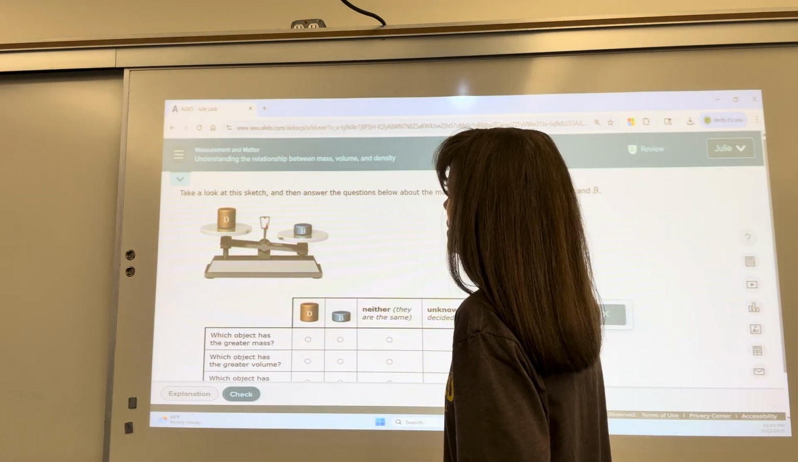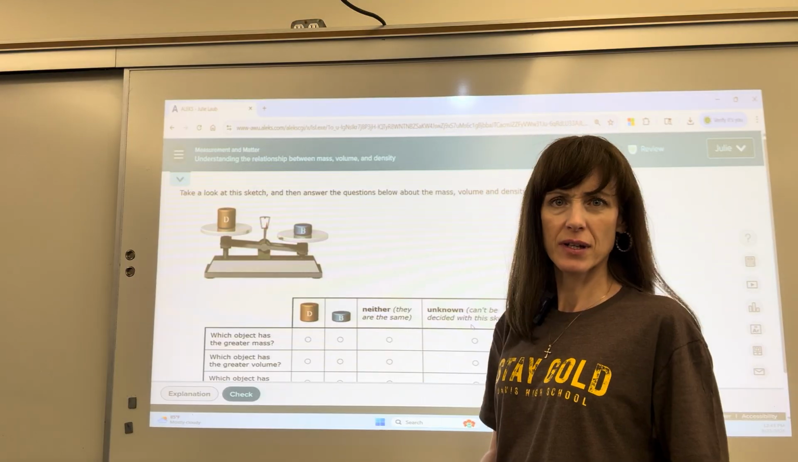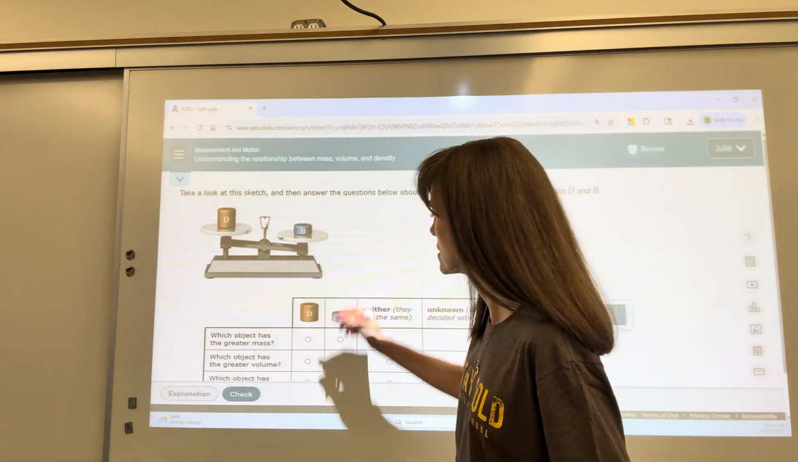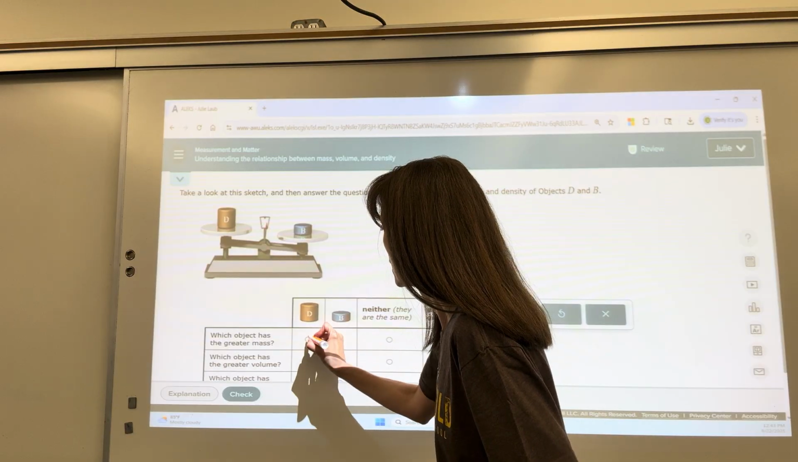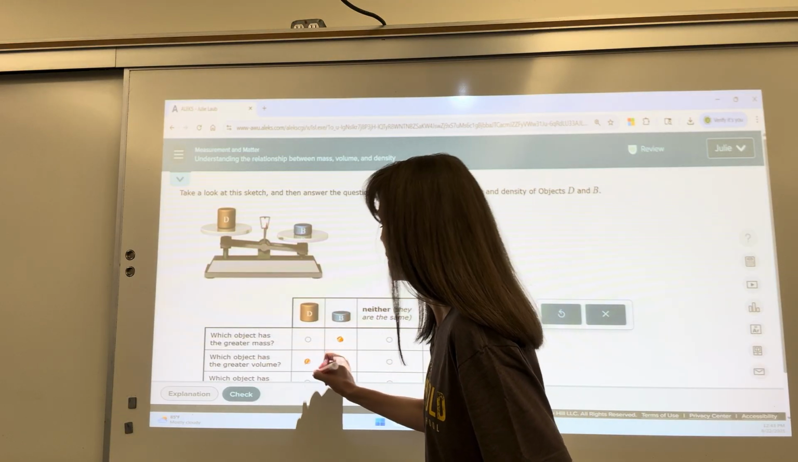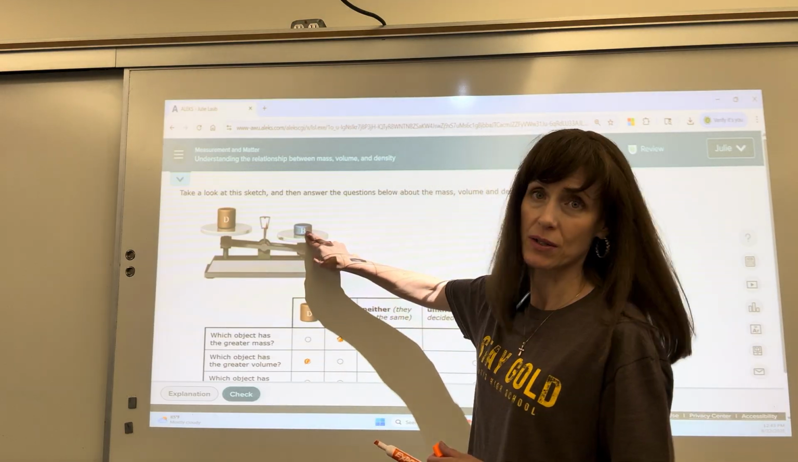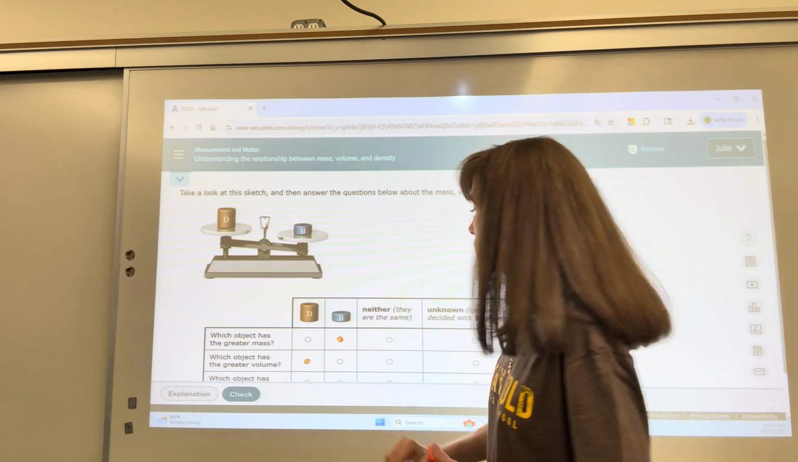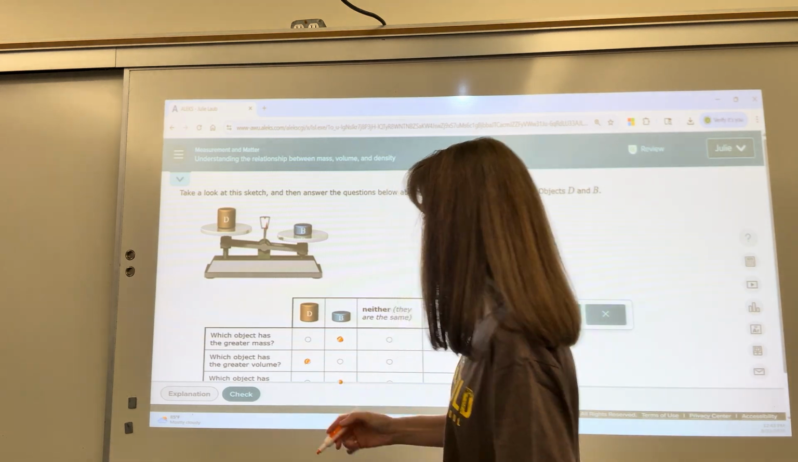Okay, so actually this is very similar to the first one that we did. I have the greatest mass is going to be B. The greatest volume is D, so that means we must have a greater density. I have more mass in a smaller volume, so it would be right here. Okay, well done.